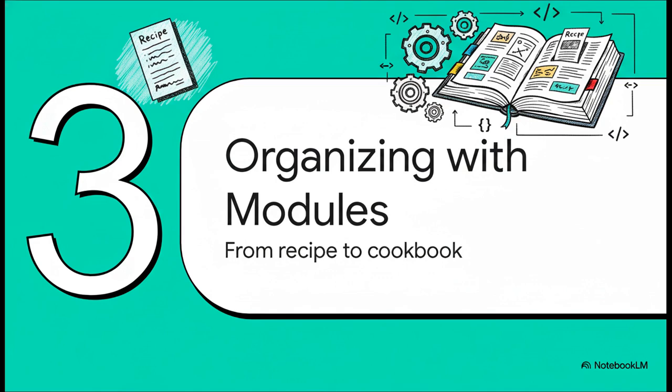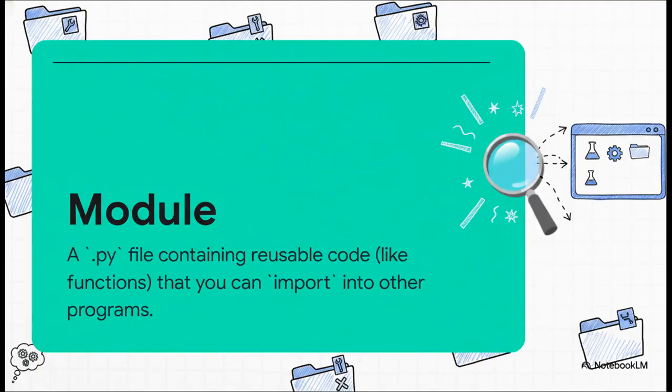So, once you've written a few really good recipes, you're not going to just leave them scattered on little bits of paper, right? No, you're going to put them together into a cookbook. In Python, our cookbook is called a module. Now, don't let the word module scare you. It's ridiculously simple. A module is just a regular Python file, any file that ends in .py, where you've saved a bunch of your functions. That's it. Then, in any other program you write, you can just import that file and instantly get access to that whole collection of tools you built.